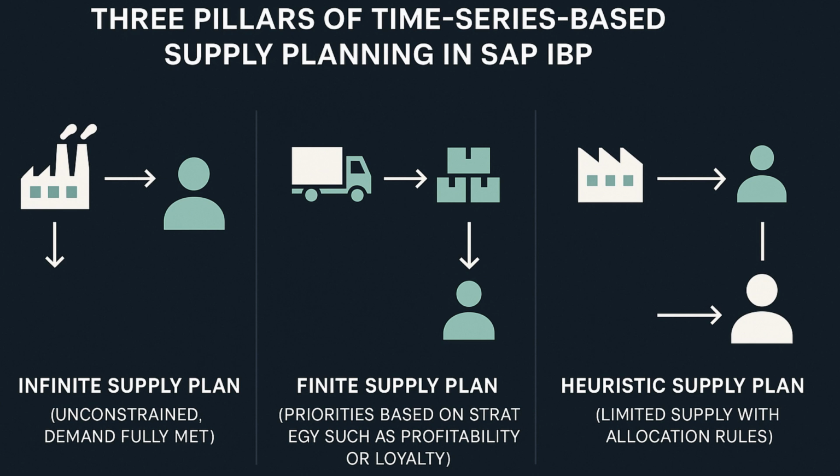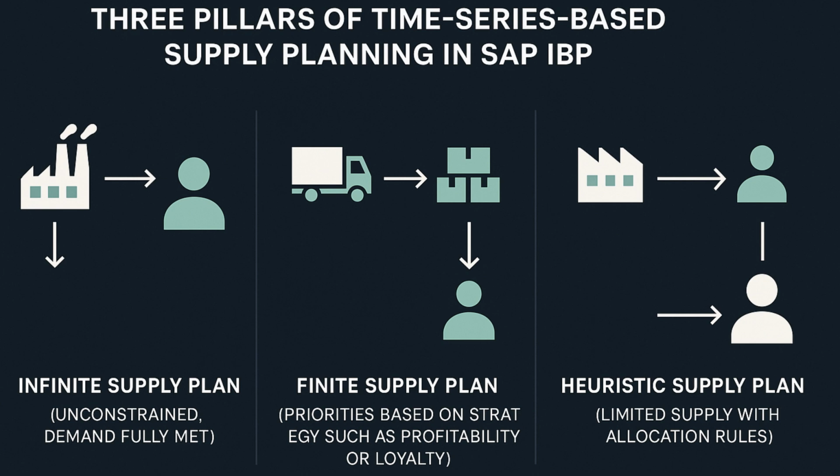The third pillar is the heuristic infinite supply plan with allocations, which works slightly differently. Here, the system only propagates supply that is actually available. Let us take another example. Suppose two customers each place an order of 10,000 units, making the total demand 20,000 units. However, the supply available is only 10,000 units. In such a case, the system cannot meet both demands fully. This is where allocation logic comes into play.